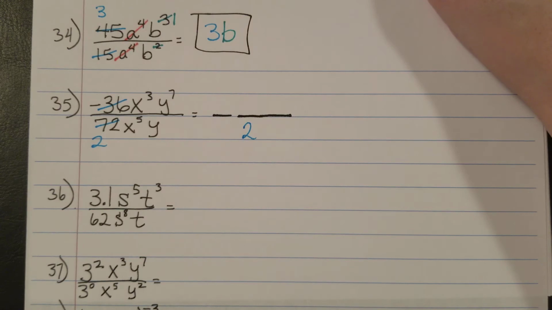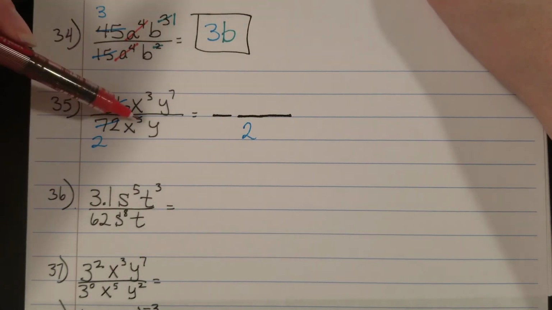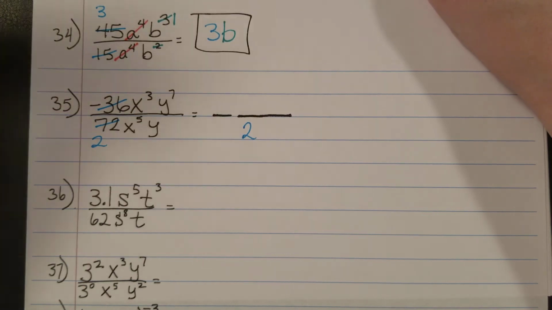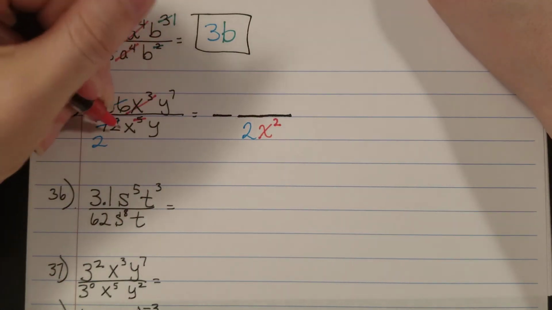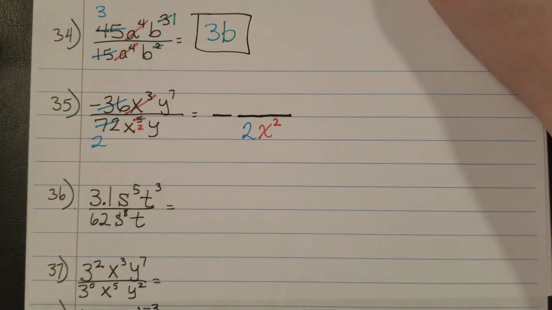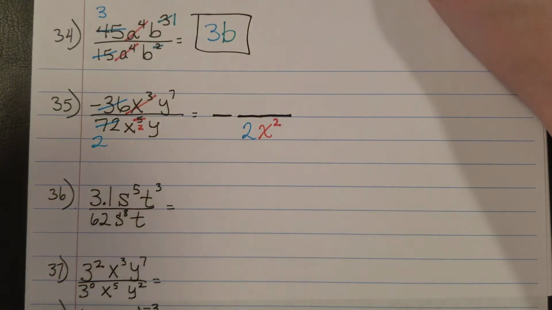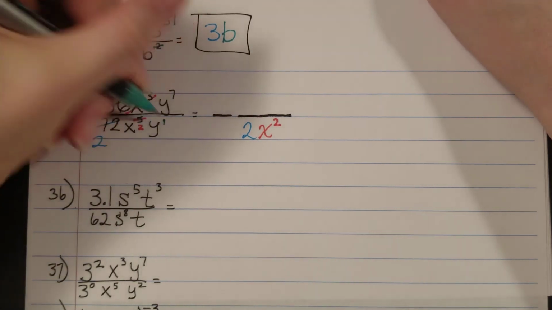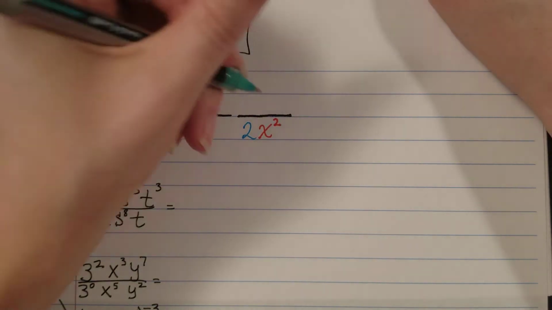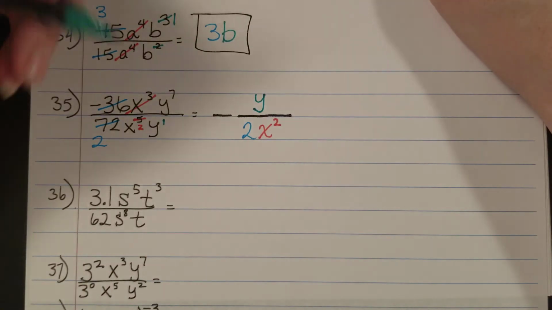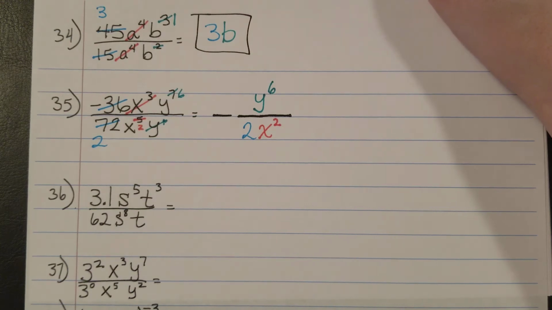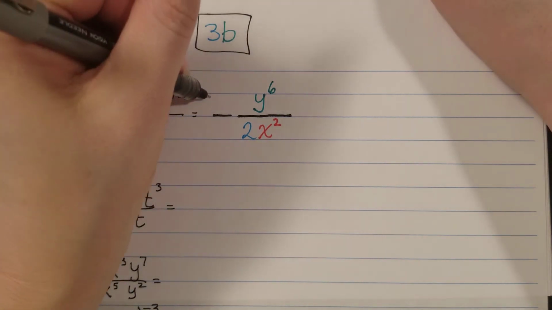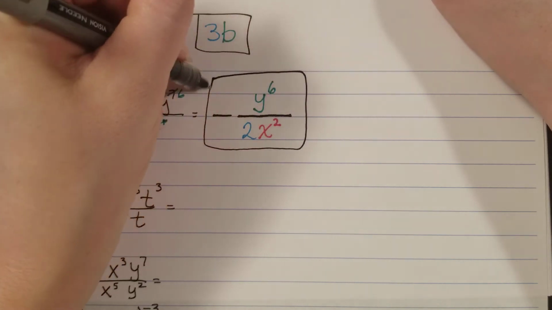Now with my x's, 5 is bigger than 3, so my x is ultimately going to be on the denominator, and 5 minus 3 is 2. And then for the y's, there's like an invisible 1 exponent on this y. 7's bigger than 1, so my y is going to be on the numerator, and 7 minus 1 is 6, so it's going to be y to the 6. So that's my final answer, negative y to the 6 over 2x squared.